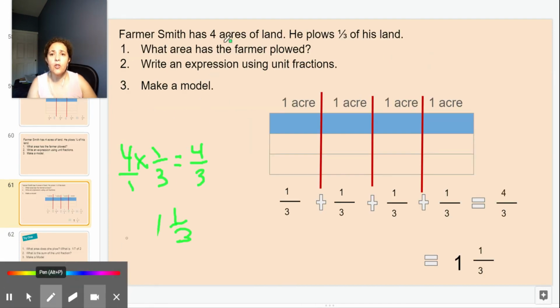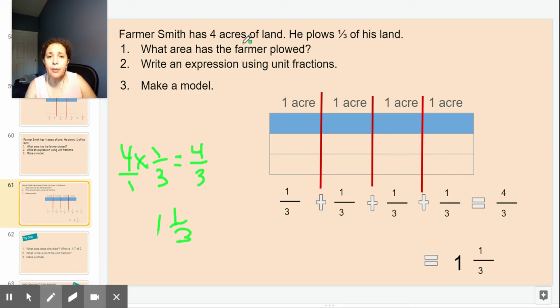Okay, so I know that simply you can just do 4 acres of land. He plows 1/3 of this land. So of his land tells me to multiply. So I can just simply multiply 4 times 1/3. I put a 1 underneath my denominator. 4 times 1 is 4. 1 times 3 is 3. My numerator is bigger. 4 is more than 3, so that means I need to divide. 3 goes into 4 one time. So it goes in one whole time, 1 left over, 1 and 1/3.